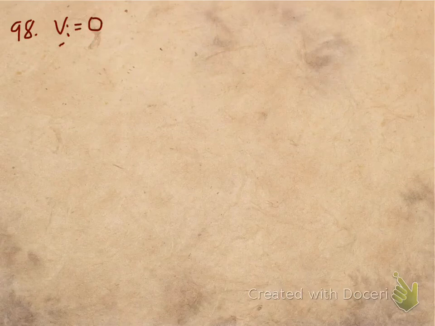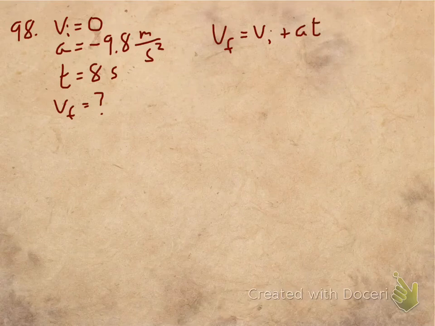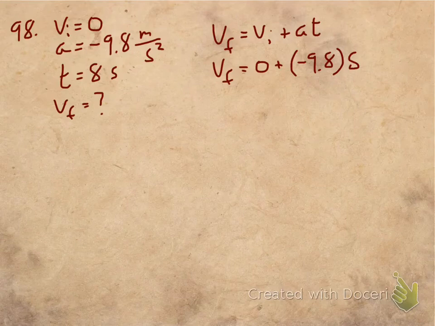Number 98. Your velocity initial is 0 because you're dropping it. Your acceleration is gravity. The time is given. The question is asking for velocity final. We can use Vf equals Vi plus At to solve this. Solve for Vf, and there you go.